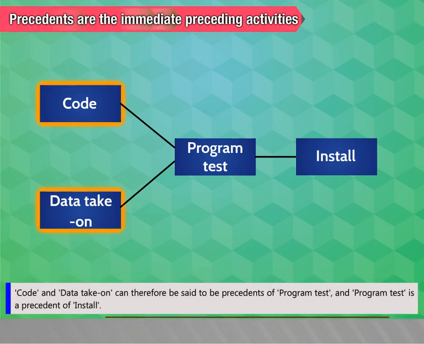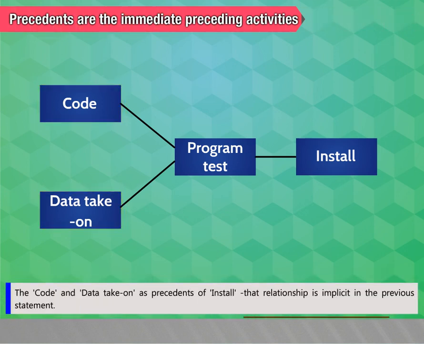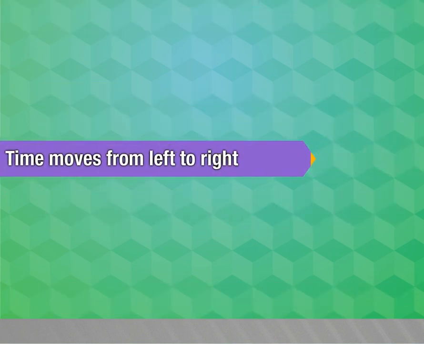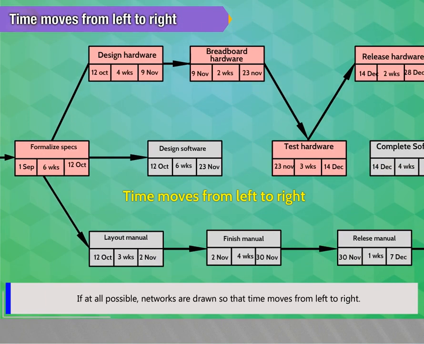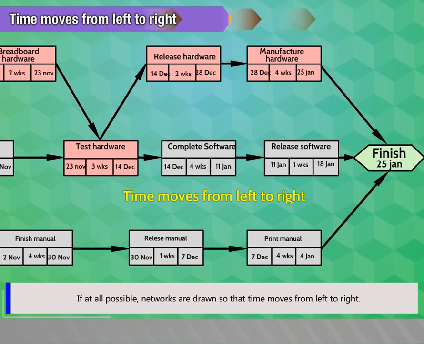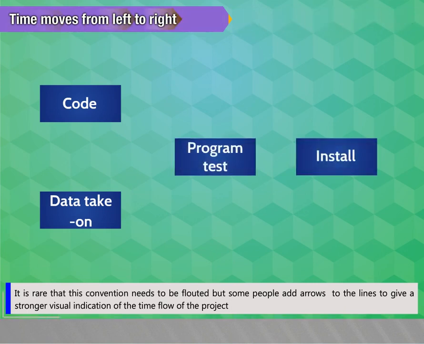Code and data take-on can therefore be said to be precedents of program test, and program test is a precedent of install. The code and data take-on are also precedents of install. That relationship is implicit in the previous statement. Time moves from left to right. If at all possible, networks are drawn so that time moves from left to right. It is rare that this convention needs to be flouted, but some people add arrows to the lines to give a stronger visual indication of the time flow of a project.